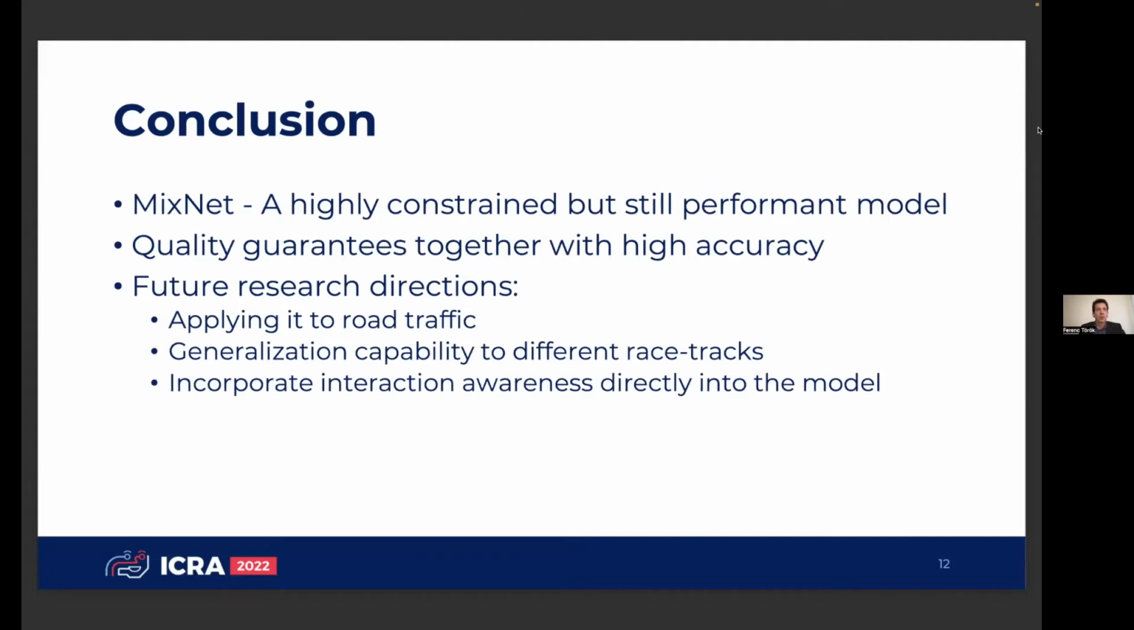So to conclude our presentation, we have introduced MixNet, which is a neural network architecture with a highly constrained prediction set. We have shown that the method is capable of giving some quality guarantees, meanwhile also predicting accurately. Future research directions could include modifying it to predict road traffic or obtaining a method for generalization capability between racetracks. But it would also be worth investigating how one could model interactions between vehicles directly instead of using a post-processing step.